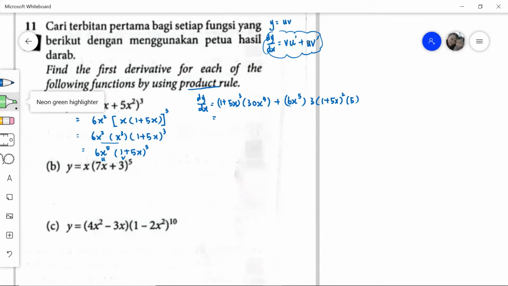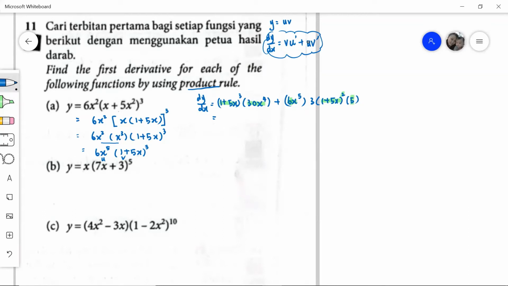Now let's factorize. Do you notice that both terms contain 1 plus 5x? 1 plus 5x. Okay, and then the most is square. And next, what else? We have 30x to the power of 4, 6x to the power of 4. 6 times 5, we have 30.